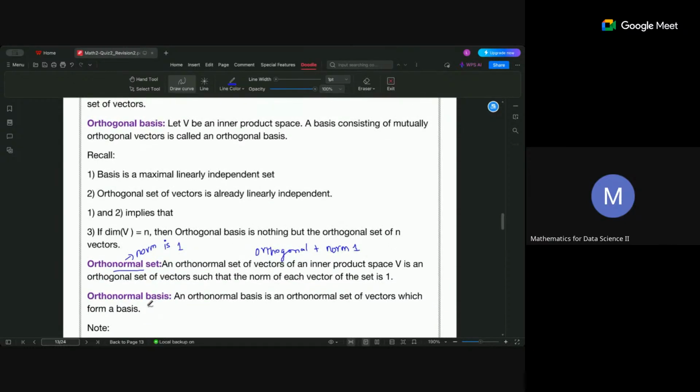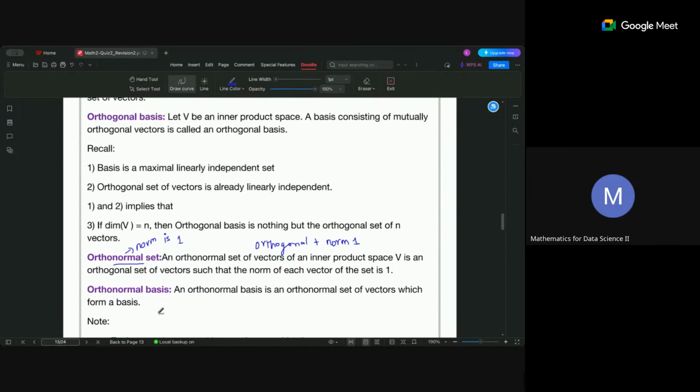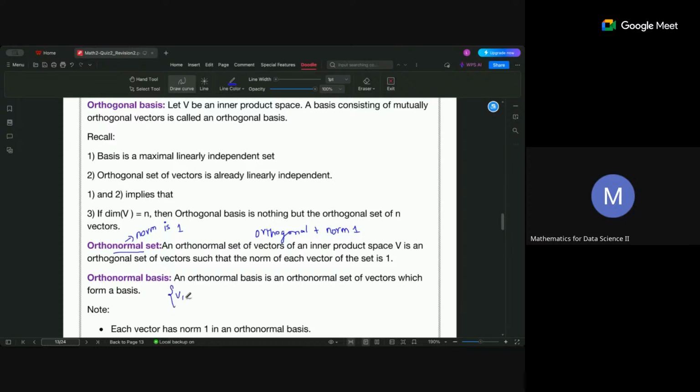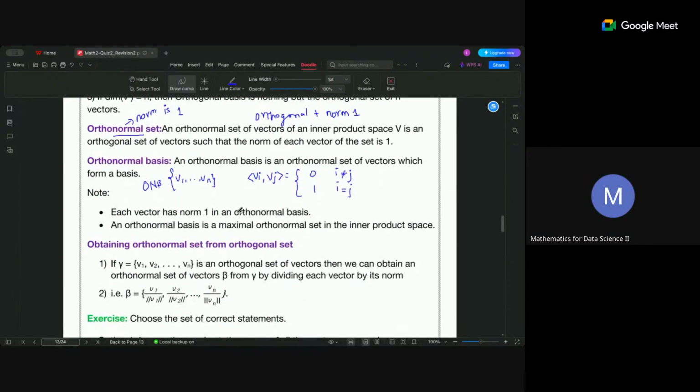And an orthonormal basis is a basis consisting of orthonormal vectors, right? Suppose you have v1, v2, ..., vn, an orthonormal basis. What is the inner product of vi, vj? It is 0 for i not equal to j. And when i equals j, it is 1. So each vector has norm 1. An orthonormal basis is a maximal orthonormal set in the inner product space. Suppose you have an orthogonal set, you simply have to divide each of the vectors by its norm to convert it into an orthonormal set.